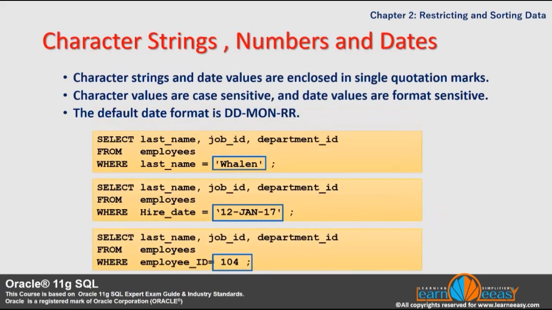Character strings, numbers and dates in the where clause. Character strings and dates in the where clause must be enclosed in single quotation marks. Number constants, however, should not be enclosed in single quotation marks. All character searches are case sensitive. Oracle databases store dates in an internal numeric format, representing the century, year, month, day, hours, minutes, and seconds. The default date display is DD, 3-letter month and YY. Let's look at an example that shows how to use character strings, numbers and dates in the where clause.